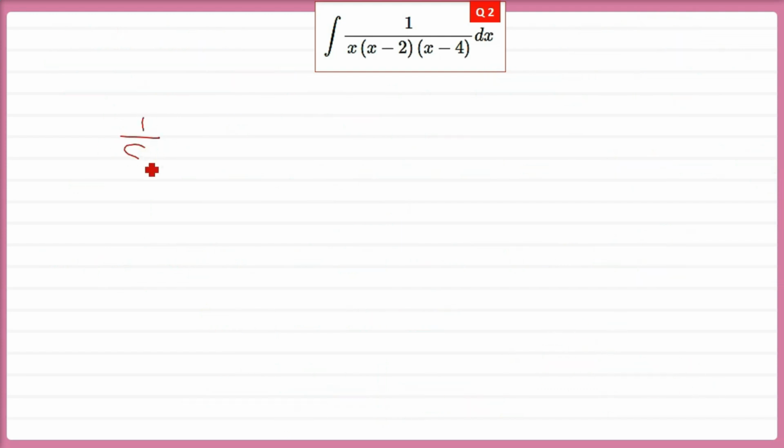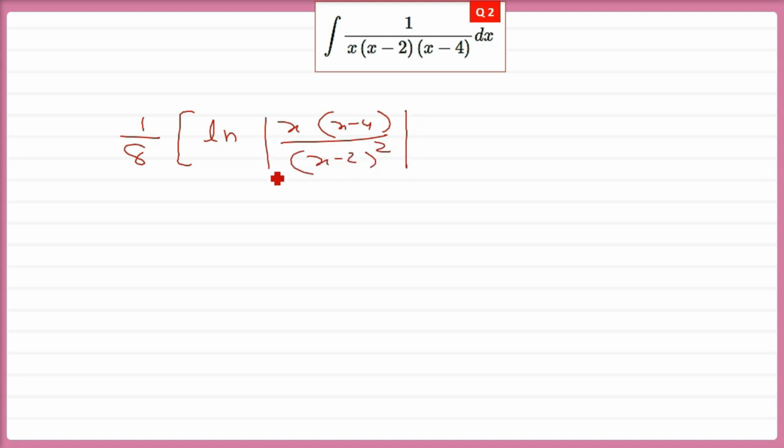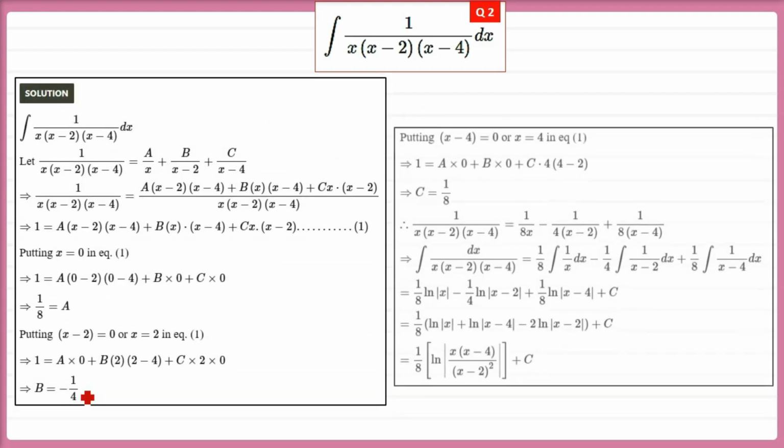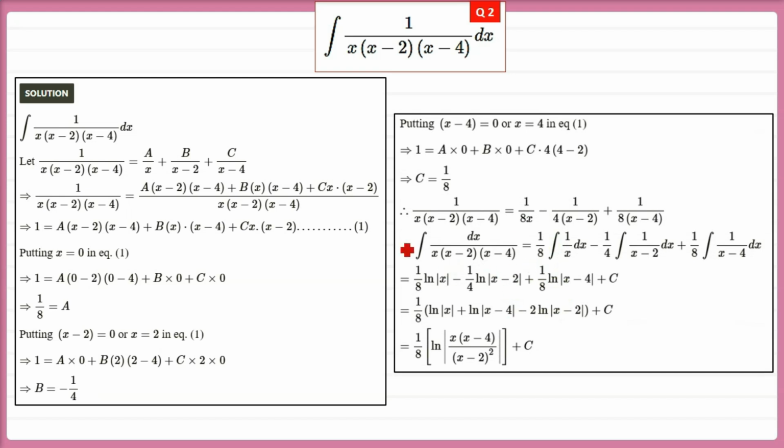So let me write the final answer formally, and that is 1/8 ln. Log base e is ln, so you can write ln also. ln of x(x − 4) divided by (x − 2) whole square, inside a modulus, and then you can just add a constant of integration. That's your final answer. So a very straightforward question, and many things you have learned in this one. I hope it's clear to you.